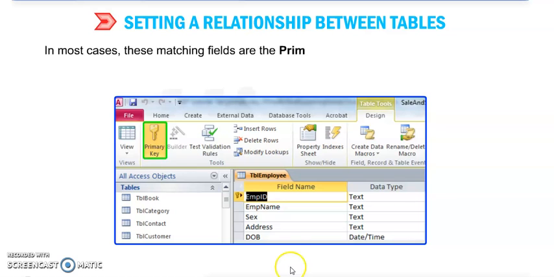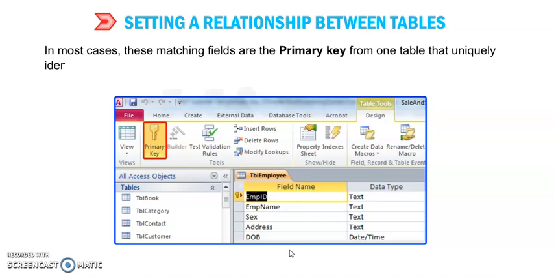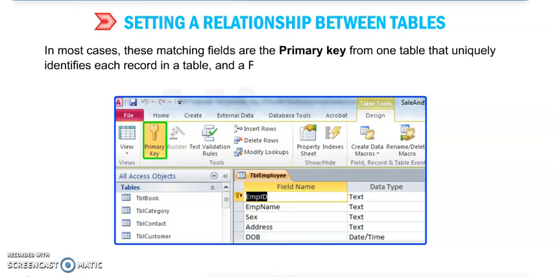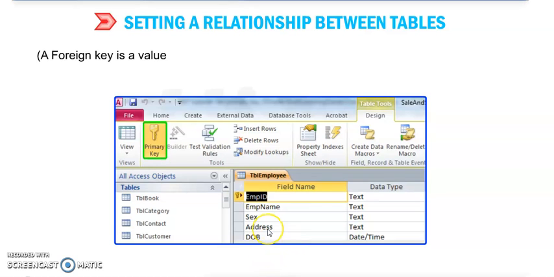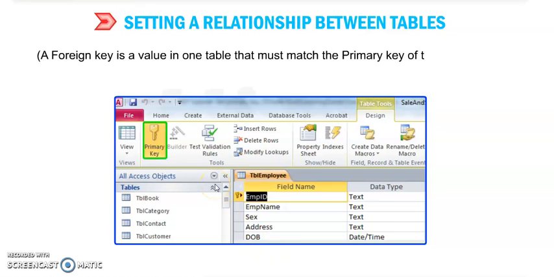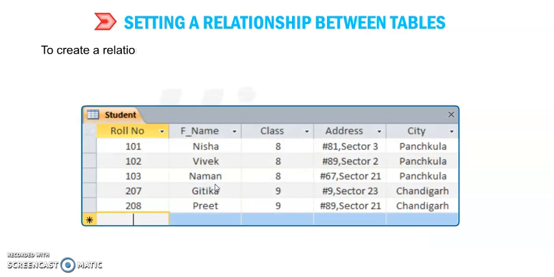In most cases, these matching fields are the primary key from one table that uniquely identifies each record in a table. What is a primary key? We did it in the last class. We made a unique field the primary key for making a relationship. Okay, and a foreign key in the other table. If we have made one field the primary key in one table, and in the other table we want to make the unique field a key, it will be the foreign key. Okay, it is called a foreign key. The foreign key is a value in one table that must match the primary key of the other table. That is called a foreign key.